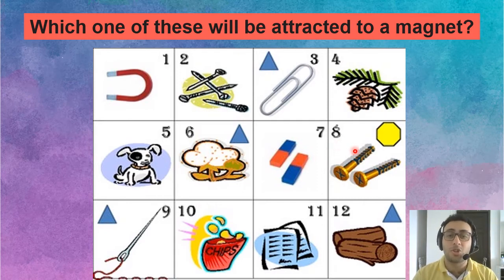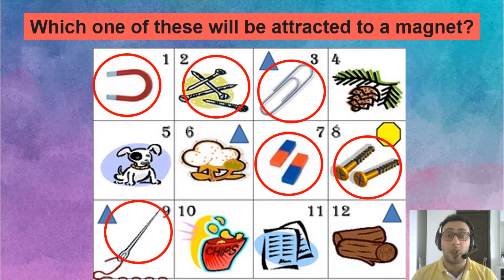Number 8, screw. What about these screws? Yes, they will get attracted to a magnet. Number 9, oh, a thread needle. Yes, it will also get attracted because it's made of metal. Number 10, chips. No. Number 11, paper. No. Number 12, wood. No. So now we know that these items will get attracted to magnets.